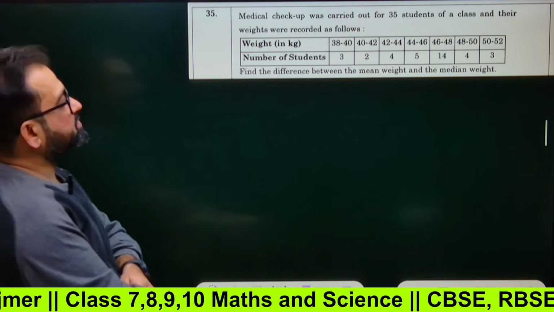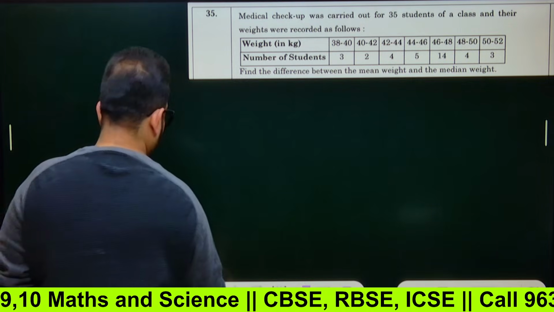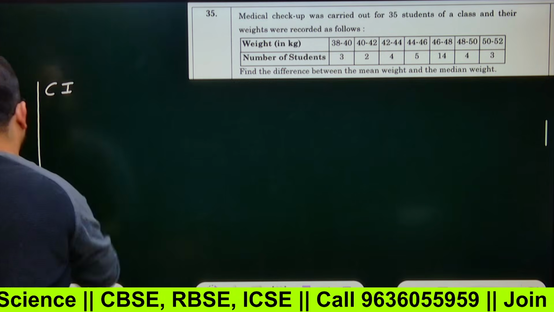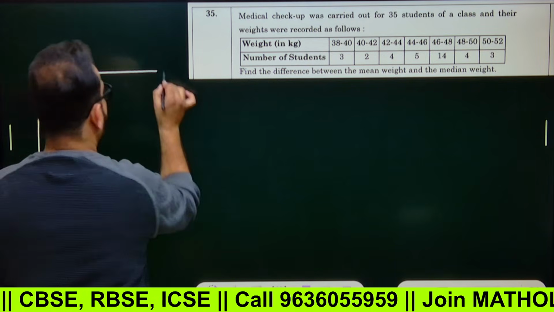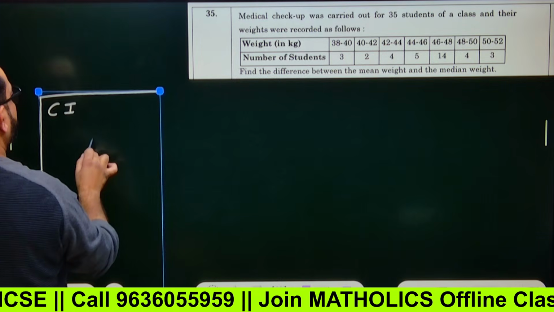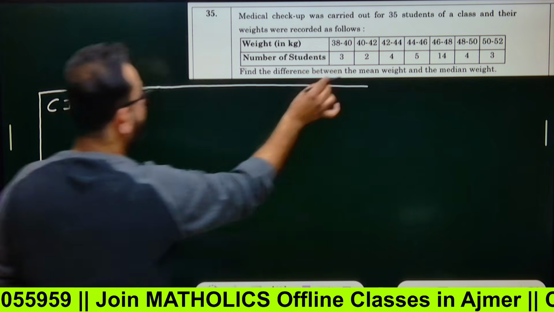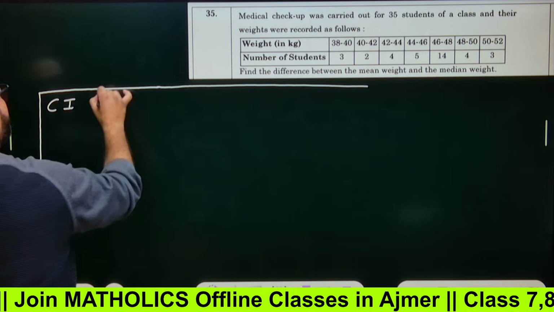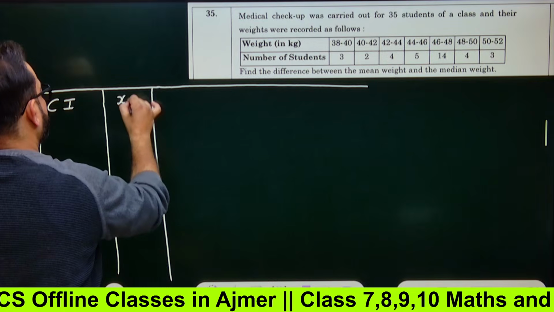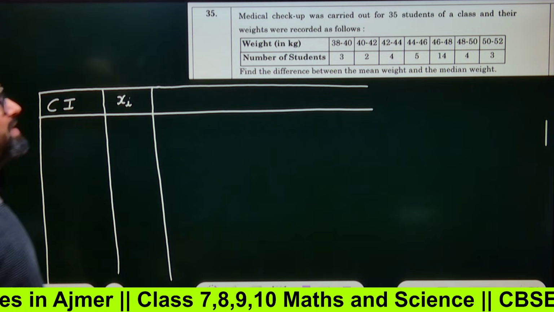Question is: a medical checkup was carried out for 35 students of a class and their weights were recorded as follows. So first you have to write the class interval. Make the table like I am making and try to make the table along with me. You have to find mean and median both. For mean, you have to find xi, the value of xi.